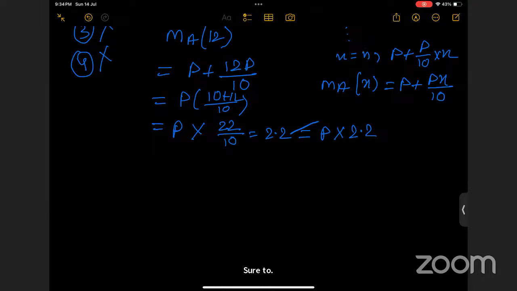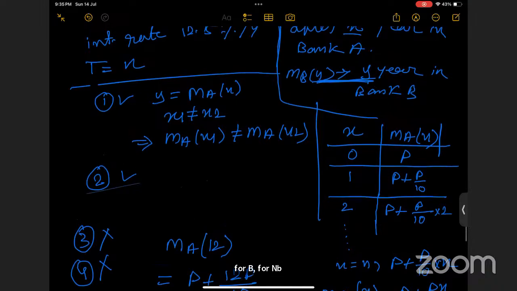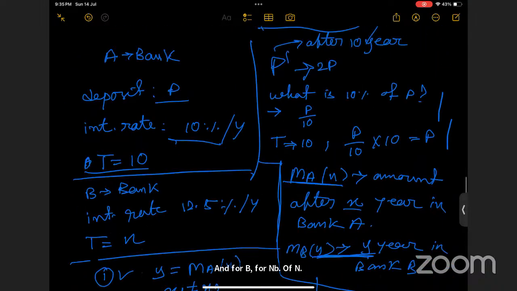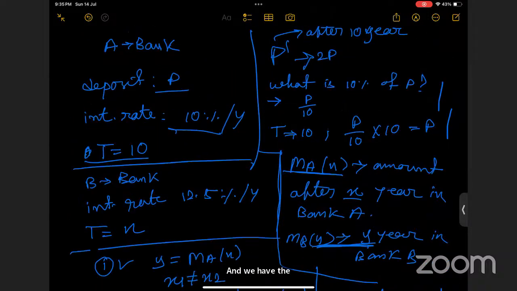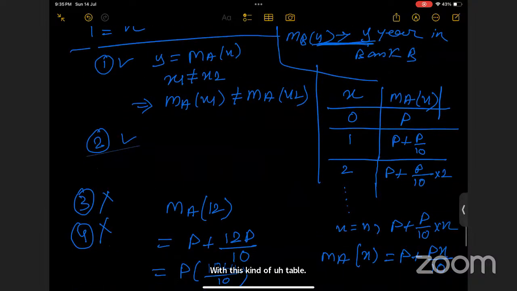So if we have the function, now you can check it for this, right? And for B, for M_B of n, similarly we can calculate the function, right? We have the interest rate and we have the deposit as P dash, which is 2P. So with this kind of table, we can calculate what should be our M_B, right? The rest of the options you can check. I'll do that.